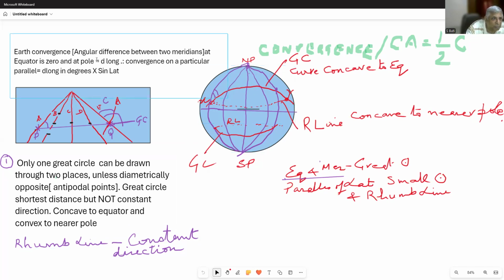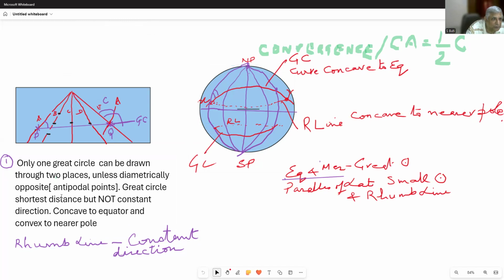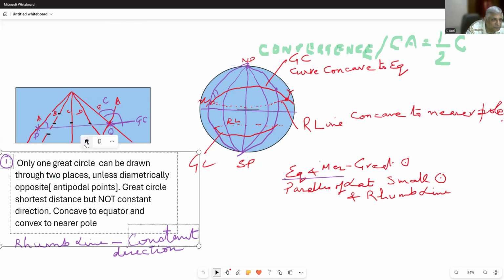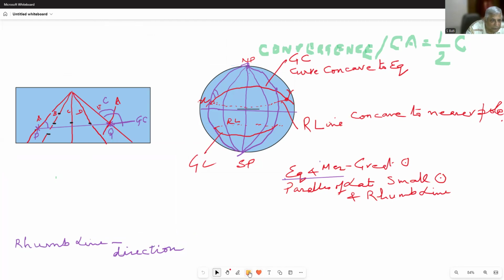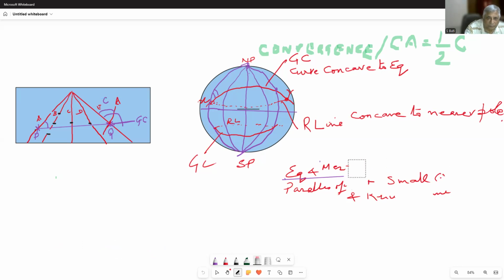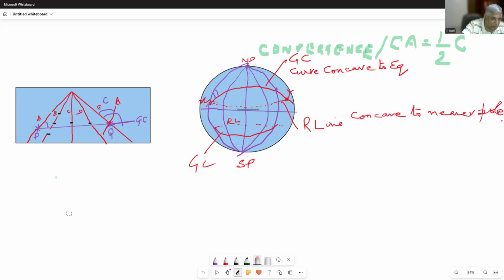Now, let me free some space and we can go to the next concept. Just a moment. Now, let's take a fresh diagram.